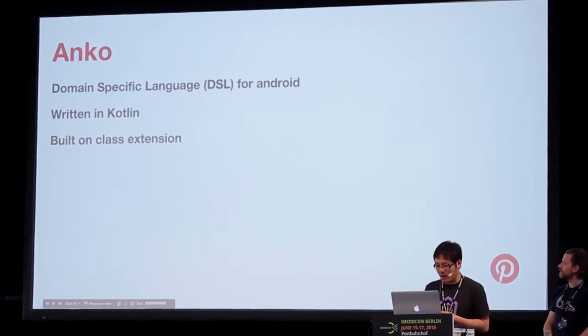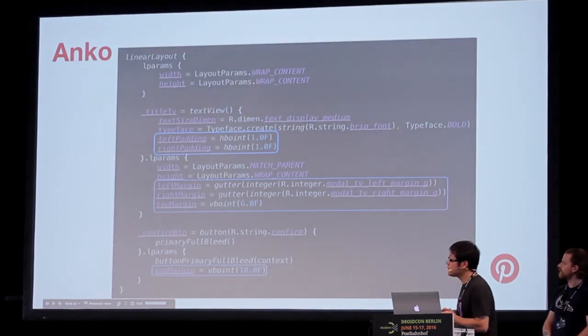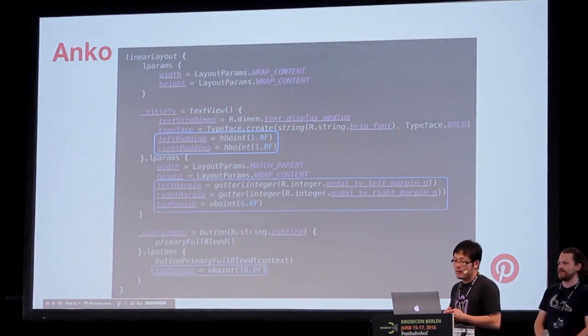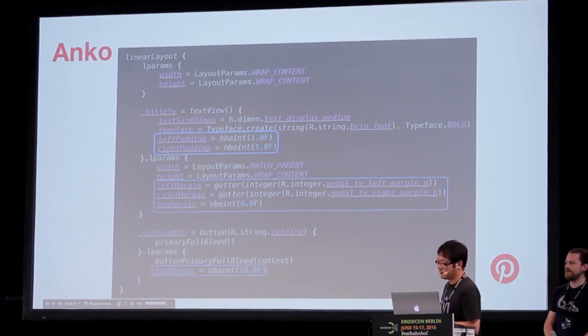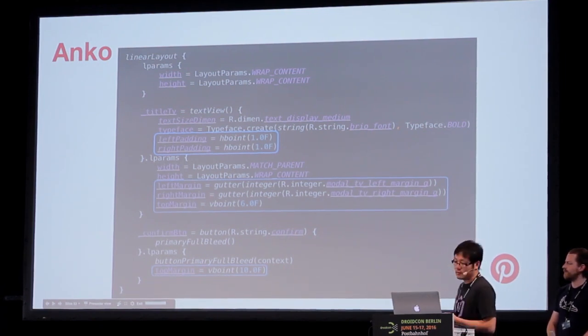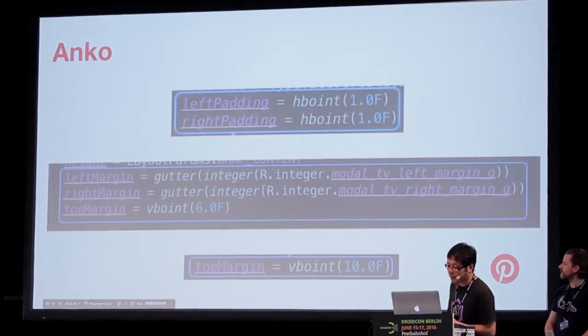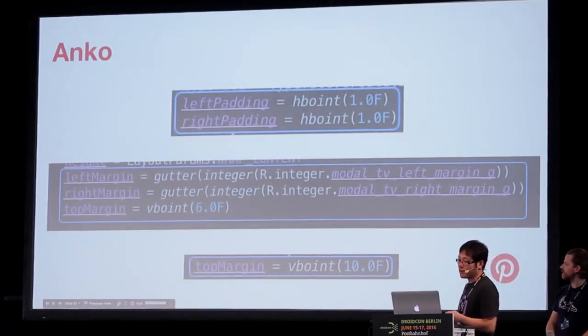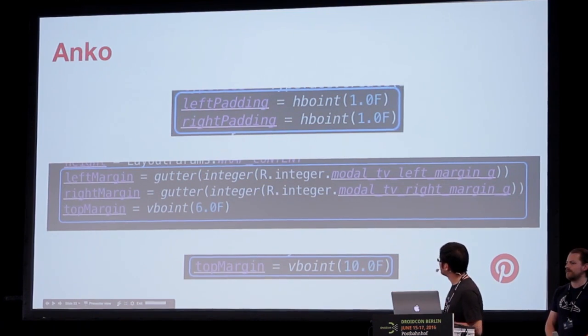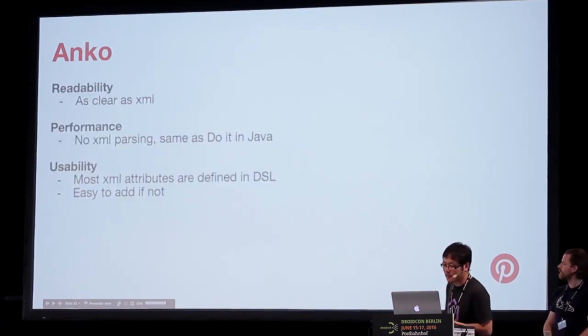How do we create a view with Anko? So this is a vertical linear layout with one text view and one button. There are some Braille attributes we need to specify for those components. The text view has padding on the left and right, and margins on the left and right and top. The button also has a top margin as 10 Braille points. If you look at it more closely, margins and paddings are set to the right place. Does it look familiar? Yes.